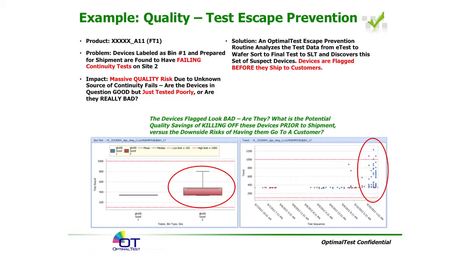And we can use that data in order to really ensure that the parts that should get shipped are getting shipped, and parts that shouldn't get shipped are getting killed and not reaching the customers. Let's take a look at some examples of the kinds of escapes that we've discovered at customers, and I need to tell you that it's quite remarkable.